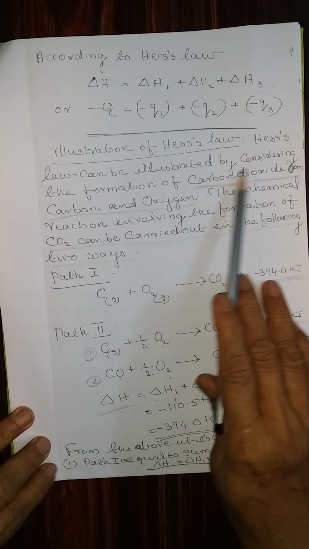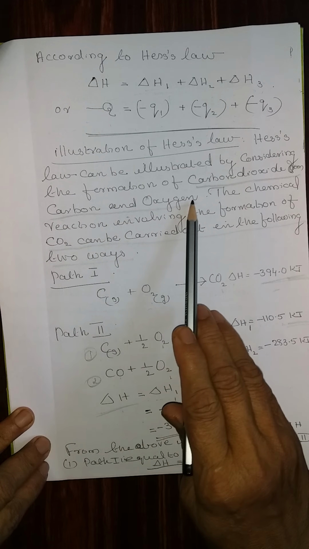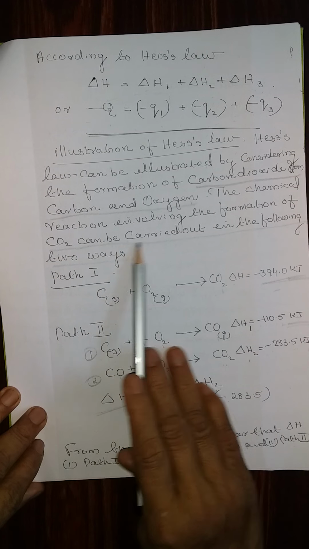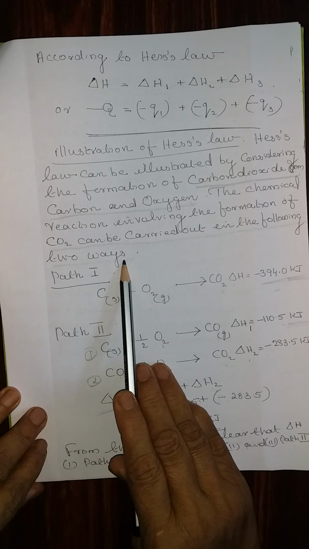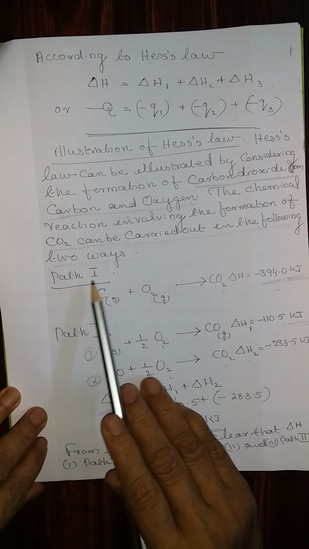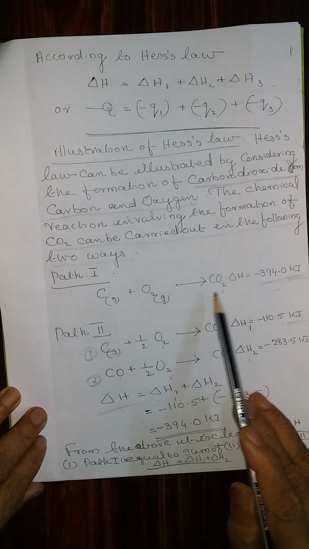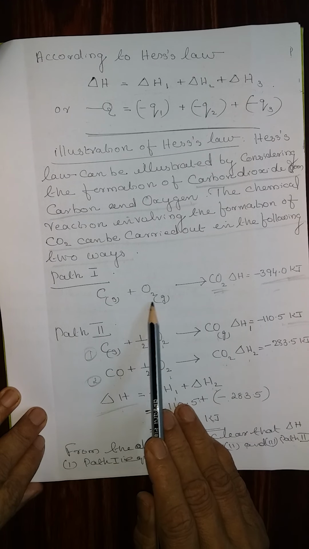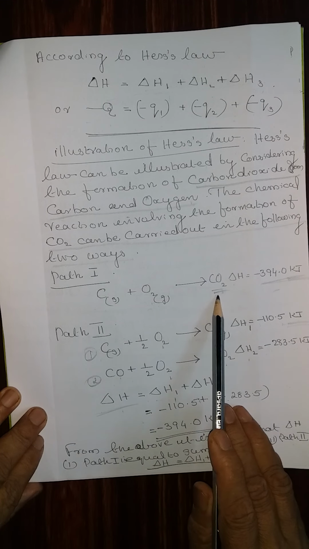Hess's law can be illustrated by considering the formation of carbon dioxide from carbon and oxygen. The chemical reaction involving the formation of carbon dioxide can be carried out in the following two ways. We know that we can prepare carbon dioxide when carbon combines with an excess of oxygen. That means we can prepare carbon dioxide in one step. Only thing is that we are providing excess of oxygen. Therefore, path 1: carbon combines with excess of oxygen and forms carbon dioxide.